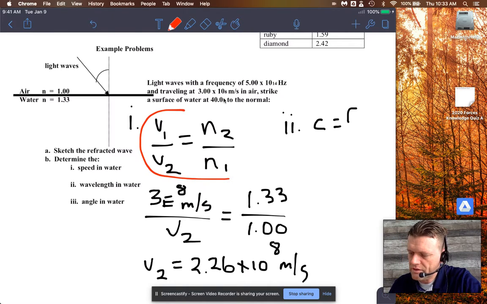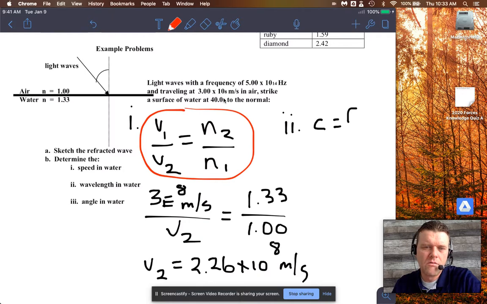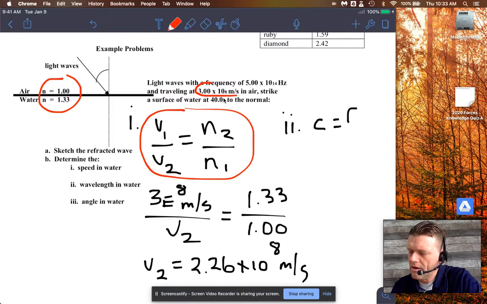I'm just going to use this part because I know the indices of refraction. They're right here, okay? And I also know the speed of light in air, which is 3 times 10 to the 8th. So really just a simple cross multiply and divide to get that set up. And what you have to note, though, is that N2 is always in the top for these expressions. Everything else is 1 over 2, but the indices of refraction, it's always N2 over N1, so don't get that one backwards.